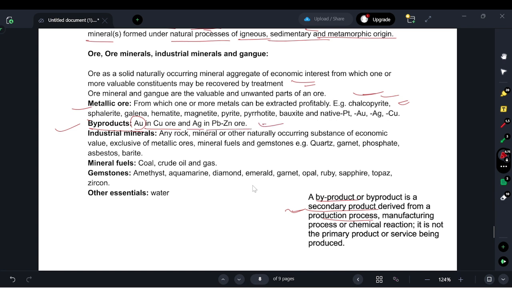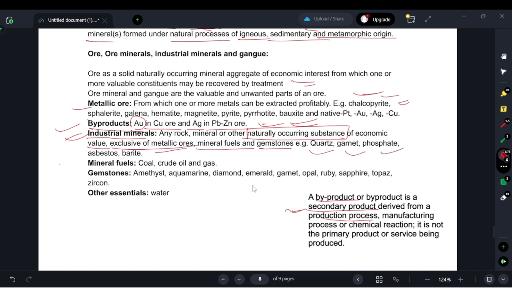Now the industrial mineral is repeating here. These are any rock or mineral or any other naturally occurring substance. It is always repeating, the naturally occurring substance. So you should remember this term; these are the keywords. So industrial minerals are what? It is any rock or mineral or any other naturally occurring substance of economic value, exclusive of metallic ore. So we don't consider metallic ore in industrial minerals, or the mineral fuels or the gemstones. For example, we have quartz, garnet, phosphate, asbestos, barite.